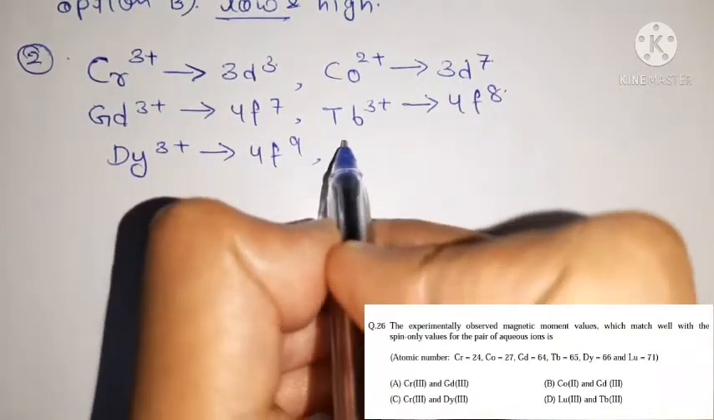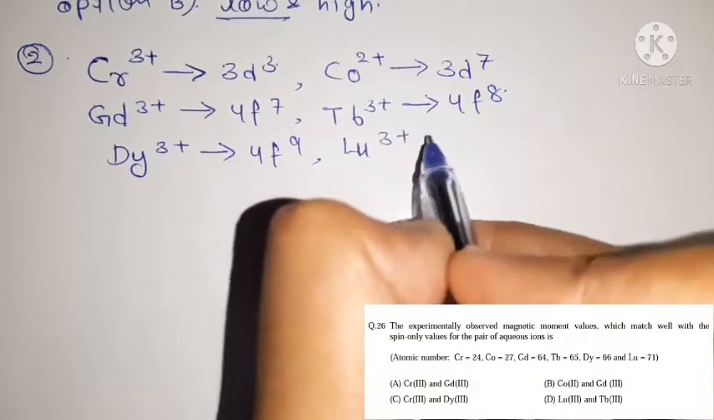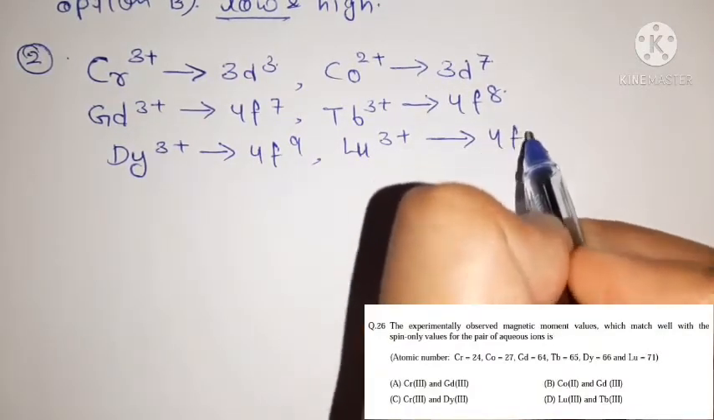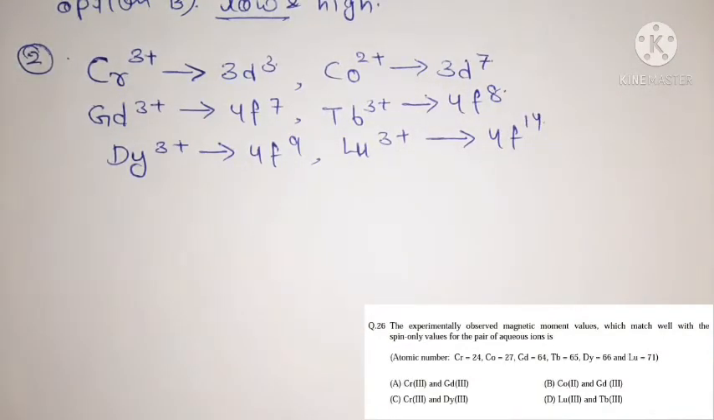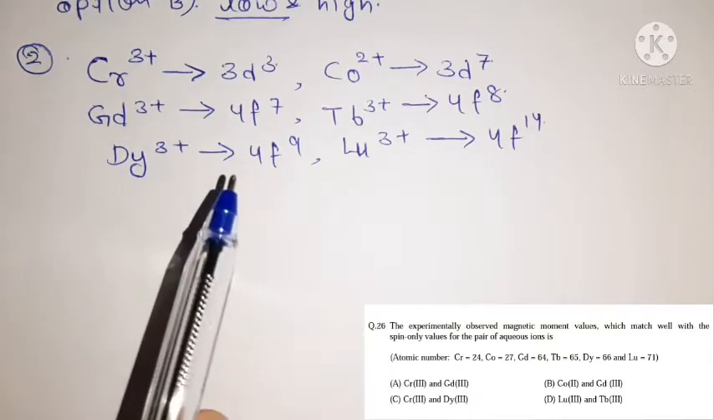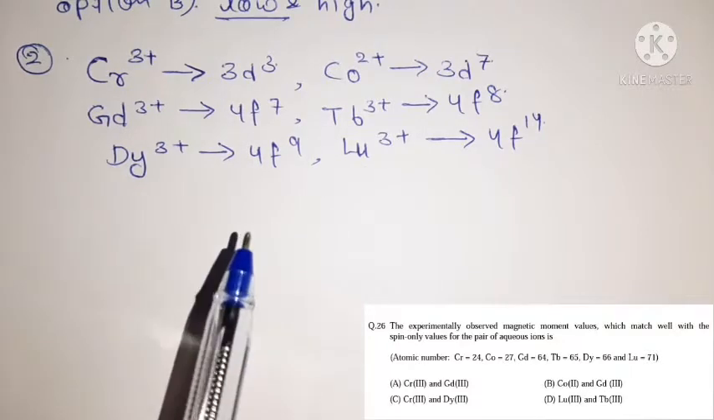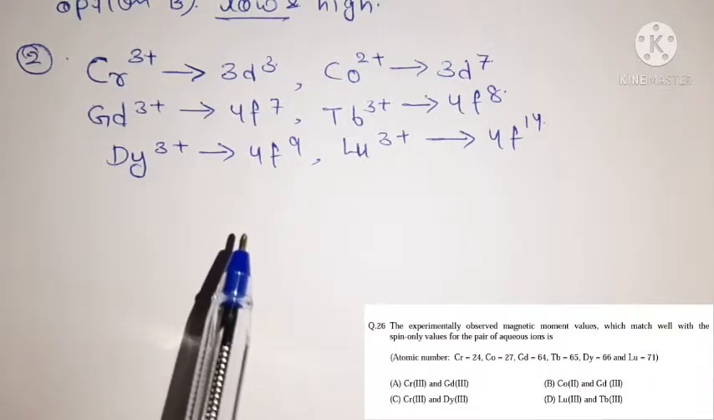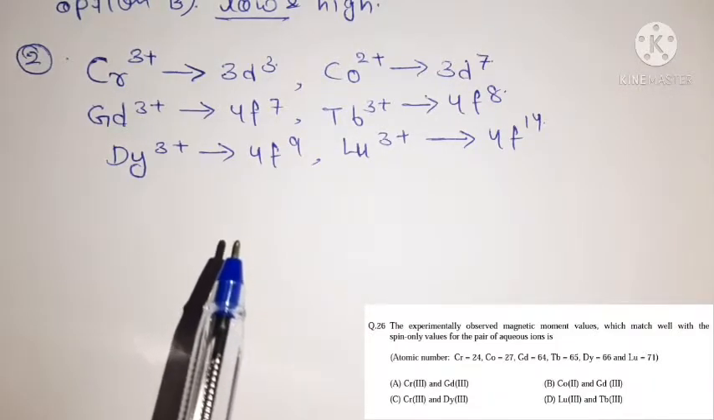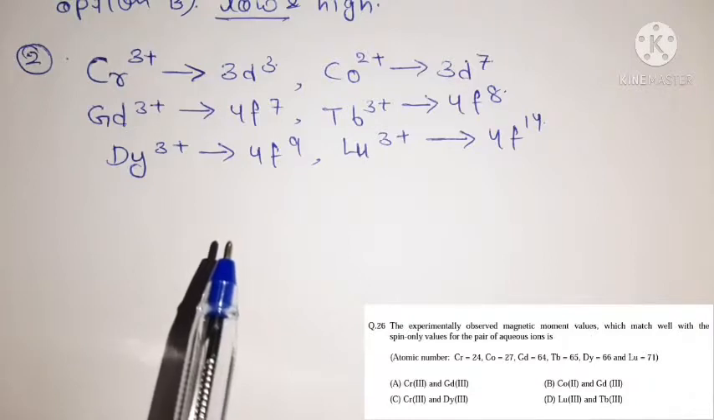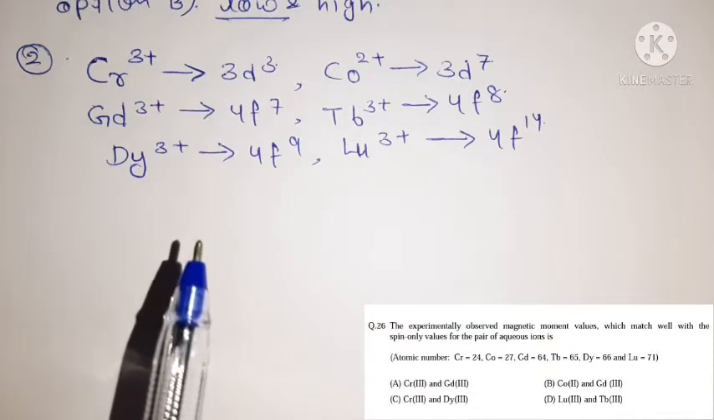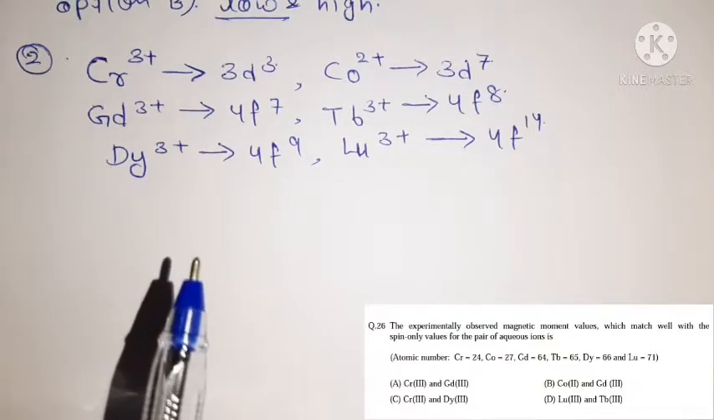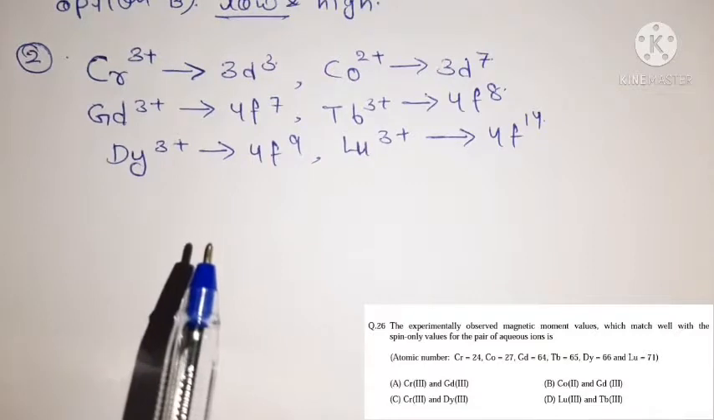And now we have lutetium 3 plus, the electronic configuration of this lutetium 3 plus is 4f14. I can write only the valence shell electronic configuration. Okay, we have this information in our question. Now we must find those pair of metal atoms for which the spin only values match with experimentally observed magnetic moment values.